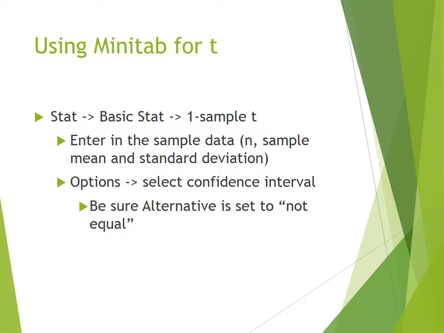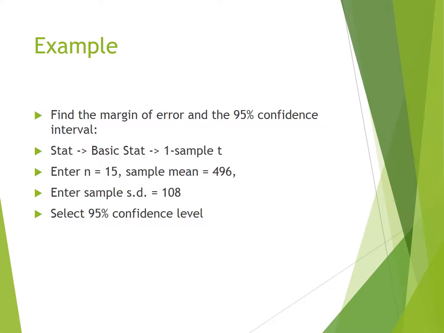Using Minitab to do all this, let's go straight to Minitab, which is why I didn't go into great detail to explain how to do it all by hand. We're going to go to Stat, Basic Stat, 1 sample T. Either enter the sample data, which is n, sample mean and standard deviation, or sometimes you're going to have data to enter into the columns. Go to Options, select your confidence interval, be sure alternative is set to not equal, and you'll get your answer.